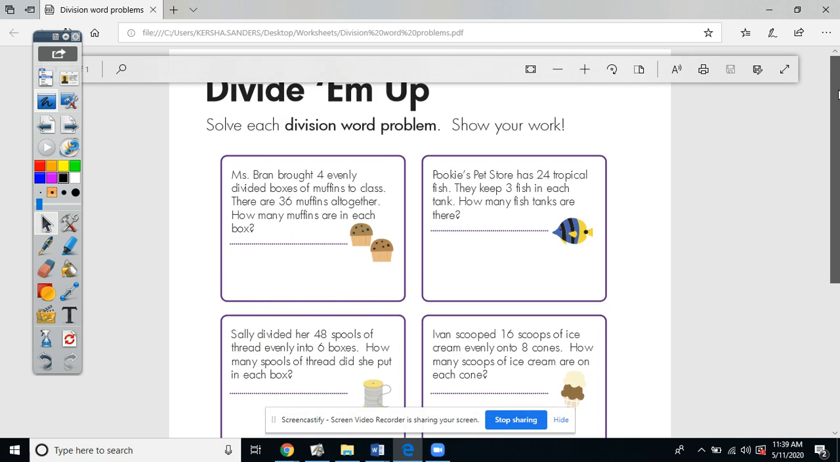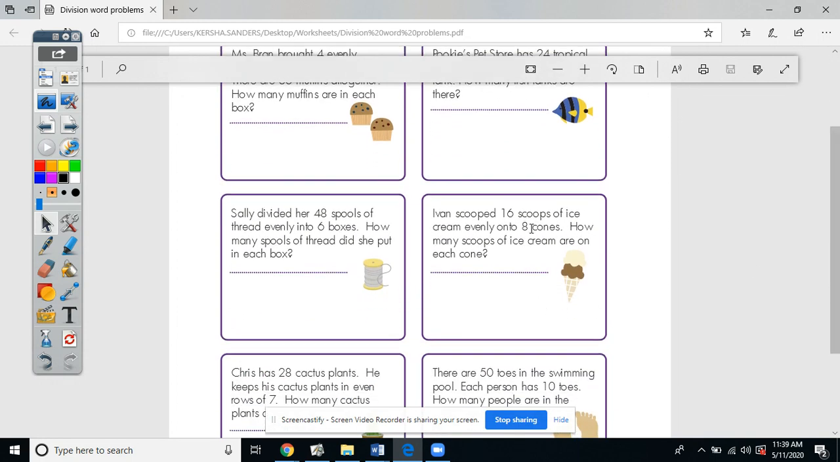Guys, here's another lesson. We're going to solve the division word problem. We're on the ice cream cones today.